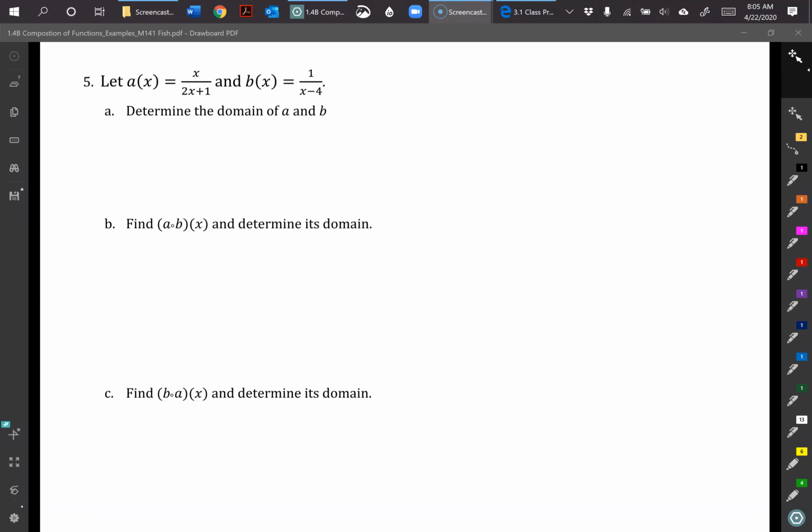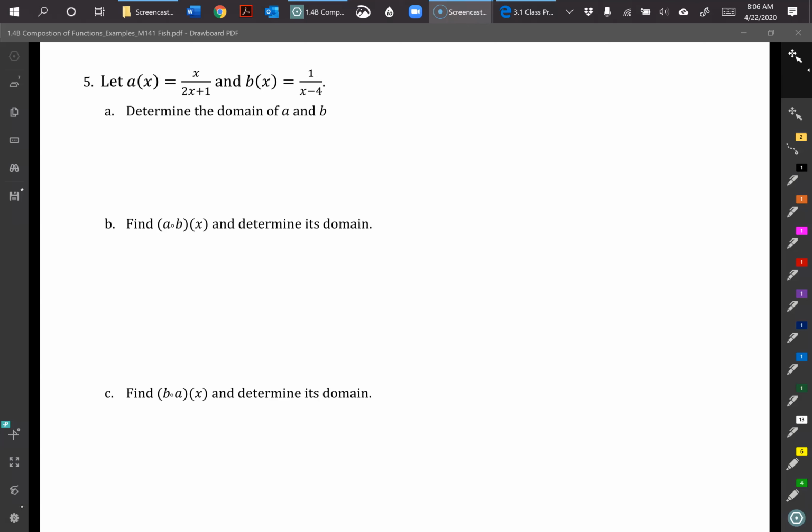Number 5: let a of x equal x over 2x plus 1 and b of x equal 1 over x minus 4. So again, this video is on composition of functions, and specifically rationals here. The first thing we want to do is track the domain of a and b, and then we will take a look at the restrictions for our composition.